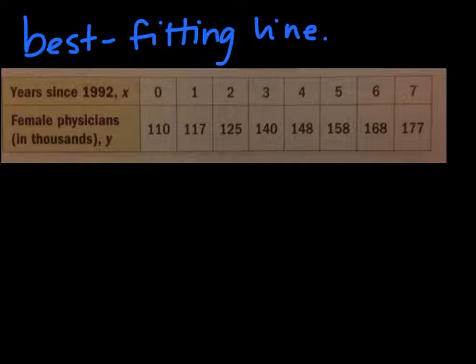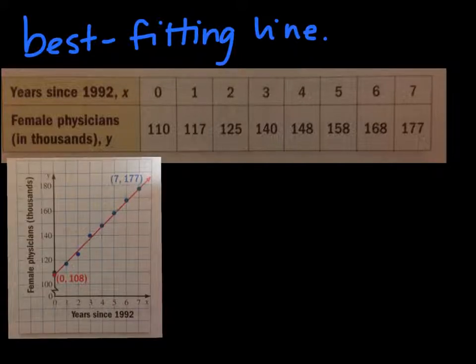This data table shows the number of female physicians in the United States for the years 1992 through 1999. We're going to use this table to approximate the equation of the best fitting line, and then we're going to predict the number of female physicians in 2005. Okay, so we'll begin by making a scatter plot of the data pairs. And here's that scatter plot.